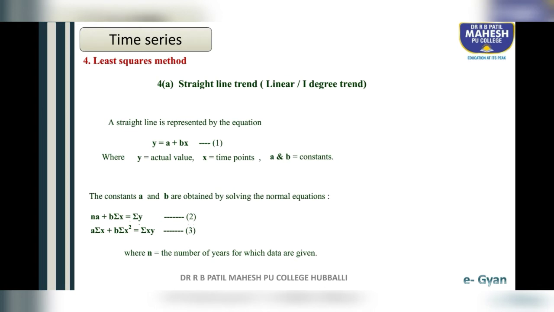Okay, students, the question is: write the normal equations for straight line trend. This is a 2 marks question and it is repeated many times. So the normal equations for straight line trend are: one, na plus b summation x is equal to summation y. The second normal equation, you multiply equation 2 by x on both sides, it becomes a summation x plus b summation x square is equal to summation xy.